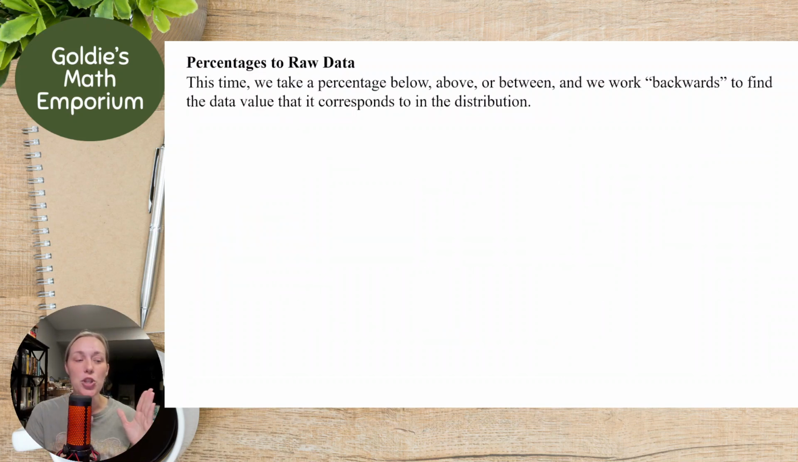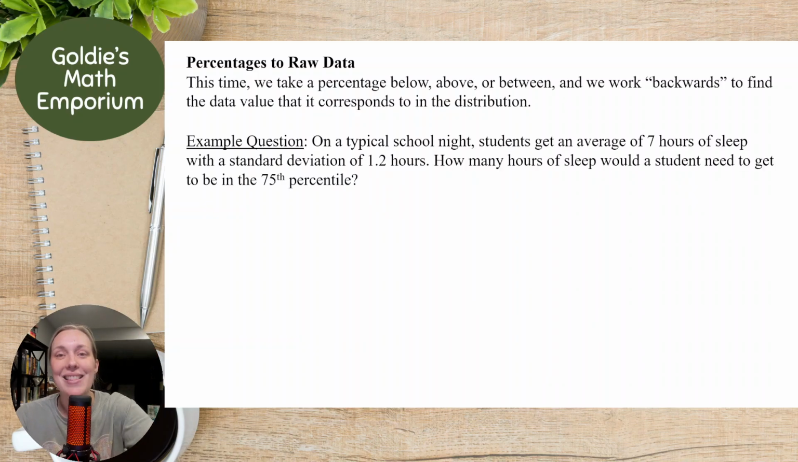Okay. So that was the process of raw data to percentages. The last type of problem you're going to be asked to find is going the opposite way. Given a percentage, what's the raw data that corresponds to that percentage? Okay. And that's what I call working backwards. So for example, to show you this process, we're going to work through this example.